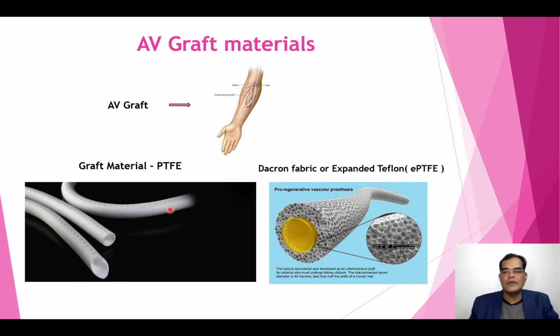In extreme or advanced situations, there is some other material called Dacron fabric or expanded Teflon, which almost mimics a blood vessel, but this is supposed to be very expensive. So the most prominent, most available material is PTFE or polytetrafluoroethylene, which is used for the prosthetic graft. This is quite common because it's cheaper, and again the longevity is as good as ePTFE.